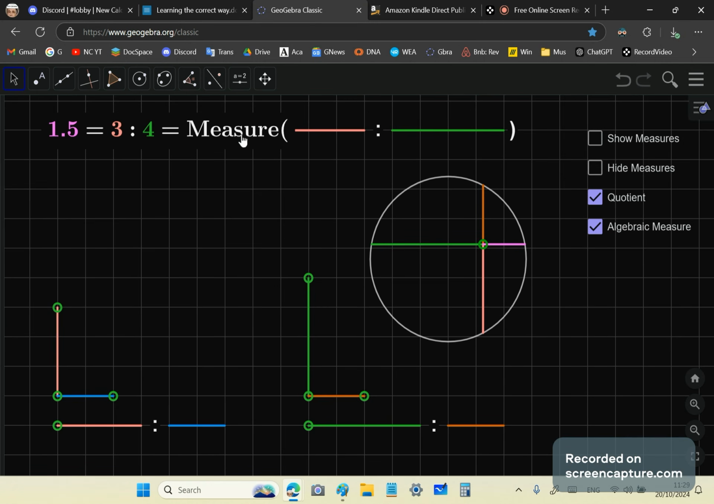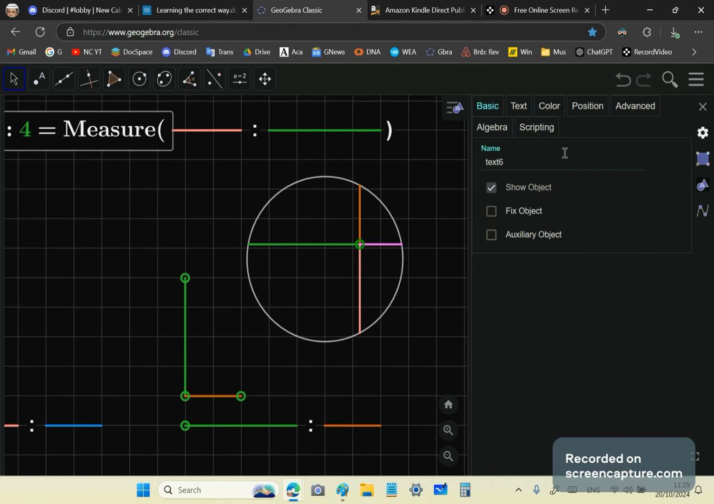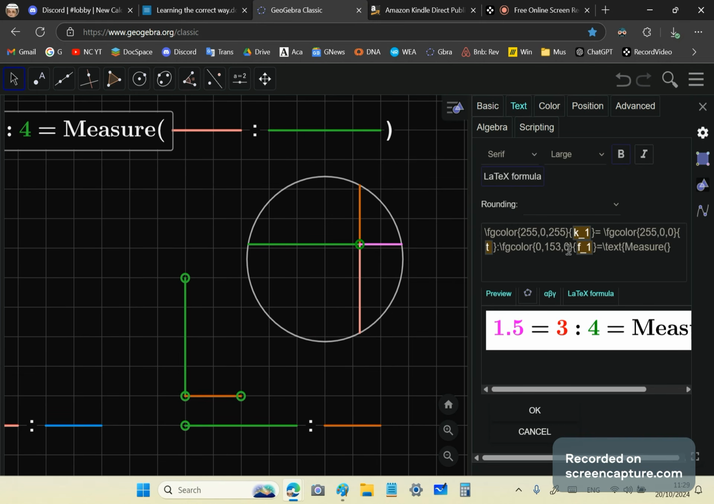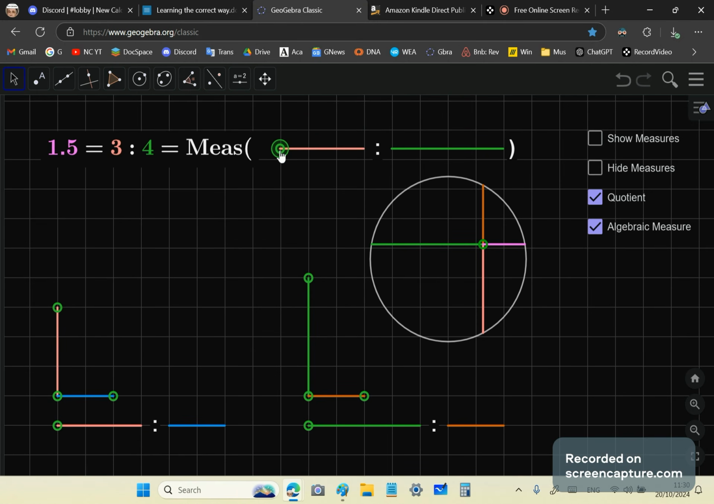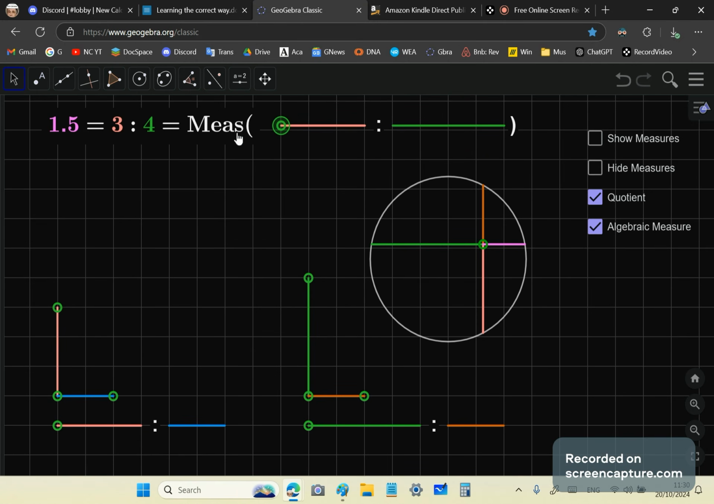Let me just see if I can fix that quickly. Measure, let's just do this. How's that? There you go. So now we can move this around, okay? So measure is short for measure.